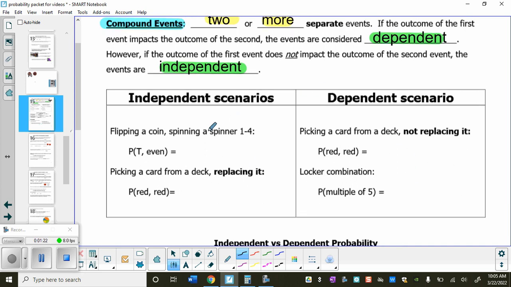Now we're going to explore the difference between independent scenarios and dependent scenarios. Again, independent, what happens in one should not affect the other. Dependent, what happens in one will affect the other, okay? So the first independent scenario that I have here is that if we flip a coin and spin a spinner, these are the two events. One event, we're flipping a coin. The other event, we're spinning a spinner.